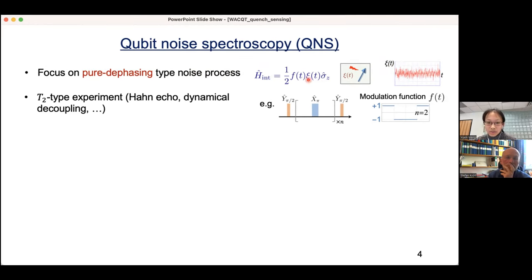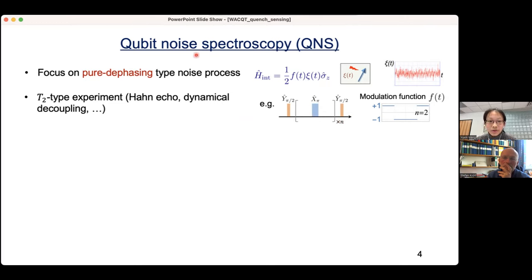To characterize the properties of those environmental fluctuations, what we can do is to perform standard noise spectroscopy experiments where we measure the dephasing of the qubit in the presence of such a noise process, as well as a set of generic or specifically designed dynamical decoupling pulse sequences, which is also touched on in a previous talk today. Here is an example of those types of pulse sequences.